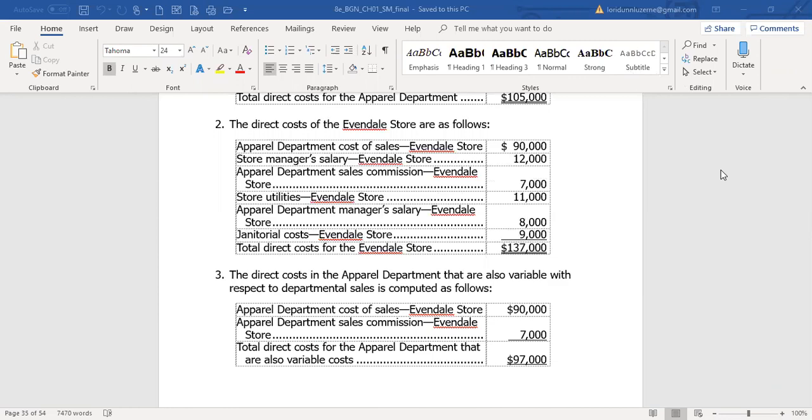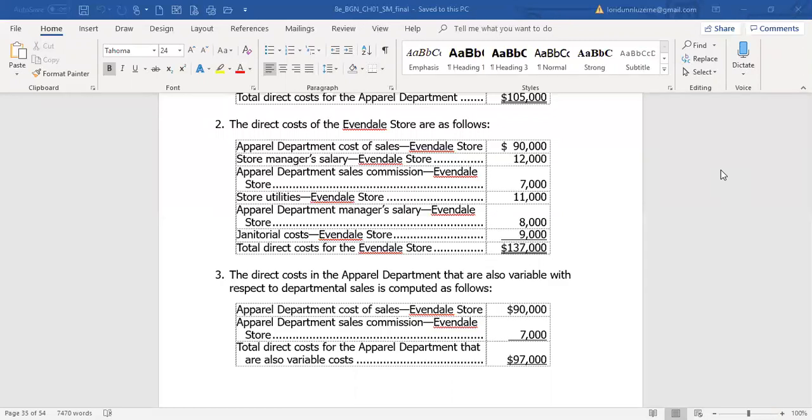Remember, as more sales, you'll have more costs associated, or inventory costs, with those sales. Sales commission. As you have more sales, there's more commission. Less sales, less commission. So that will go in the same direction. But none of these other costs, especially with the apparel department, are considered variable. For instance, the manager's salary. When you hear salary, that's a fixed amount. So no matter how much in sales there will be, that manager is receiving that salary.